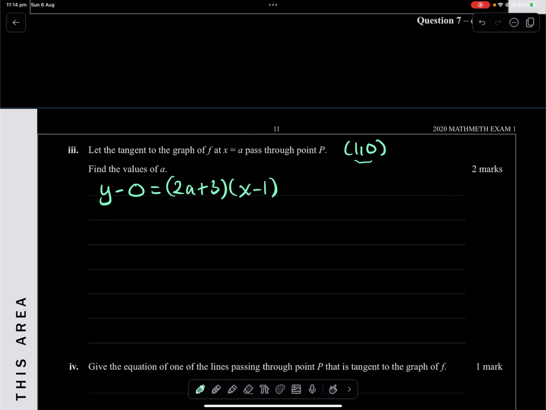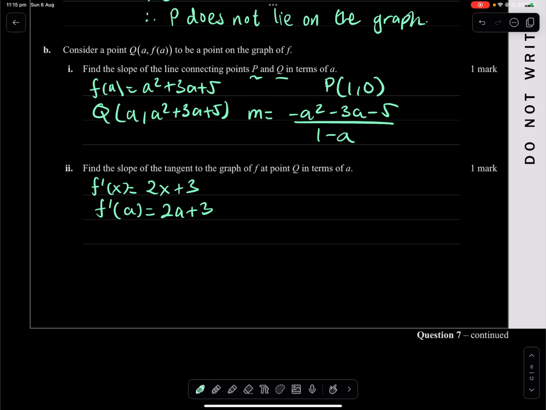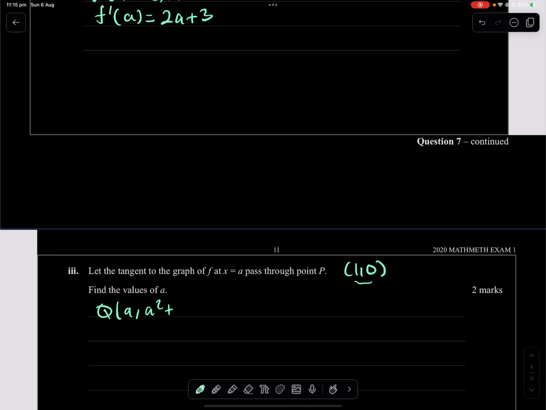Let the tangent to the graph of f at x equals a pass through the point P. So a is the x-coordinate of Q in this term, so the coordinates of Q are what? a squared plus 3a plus 5.